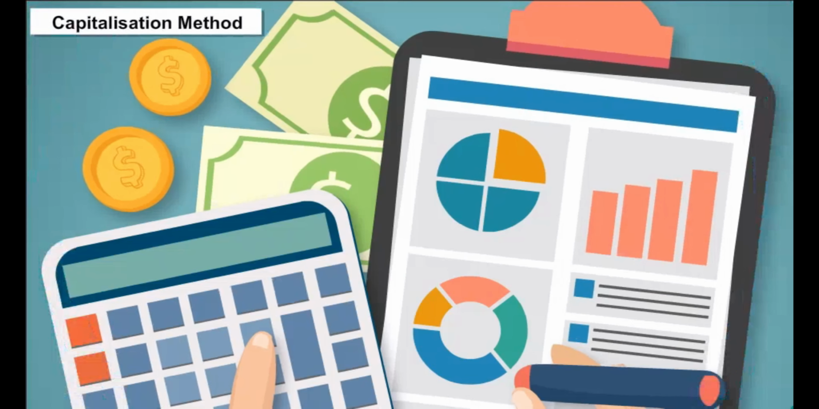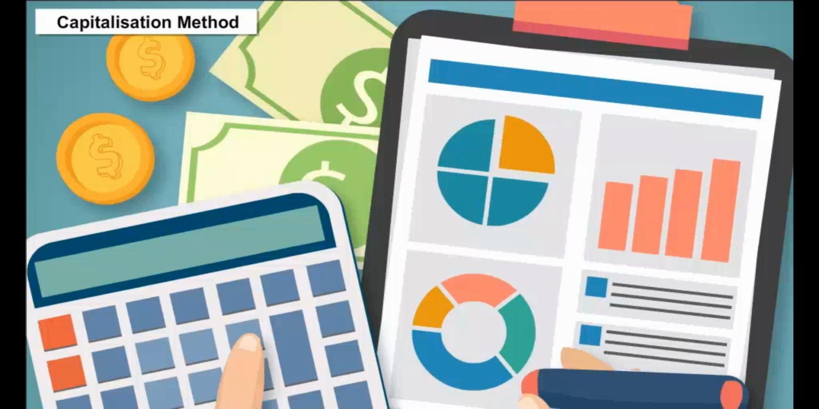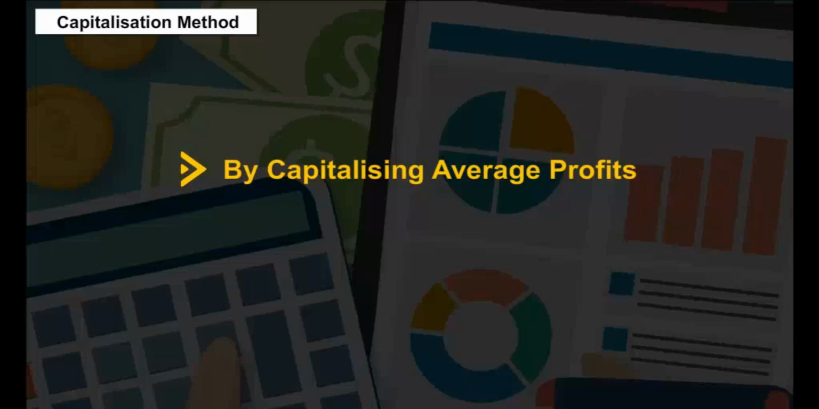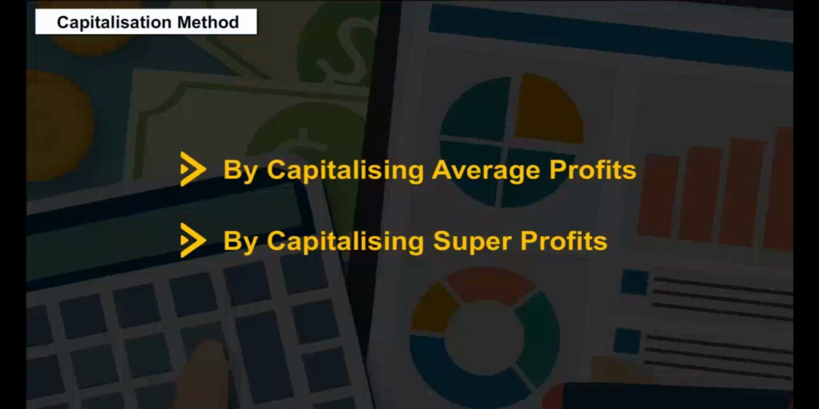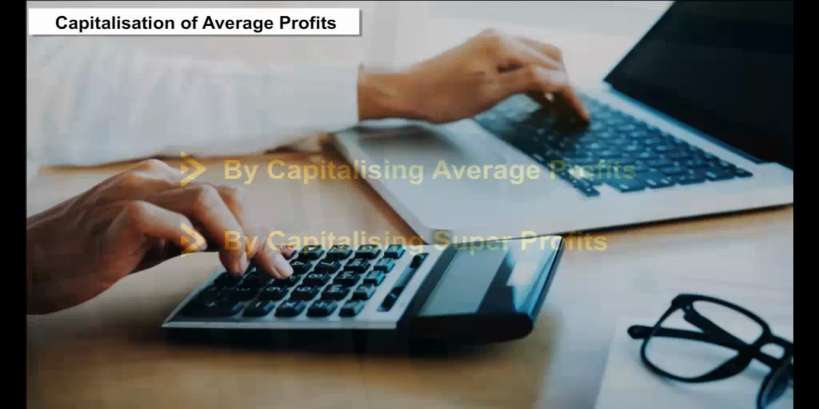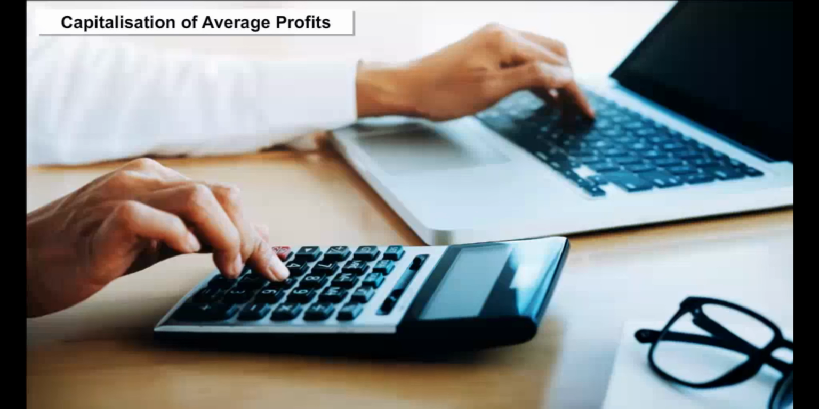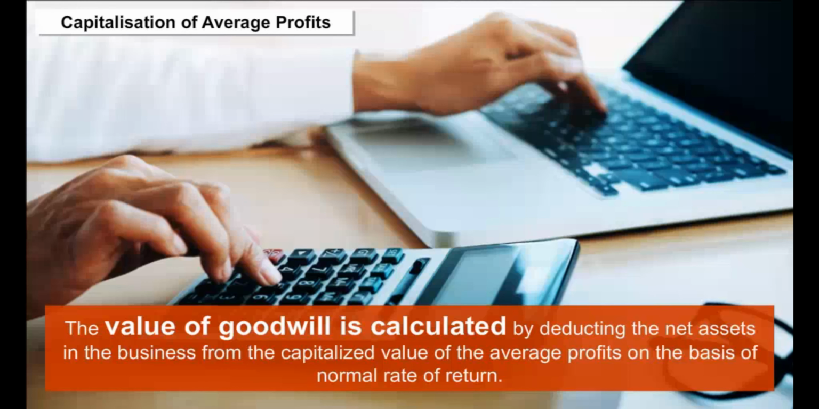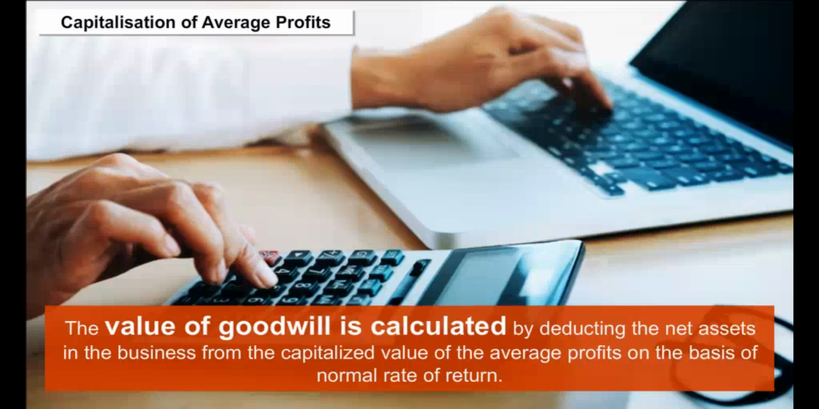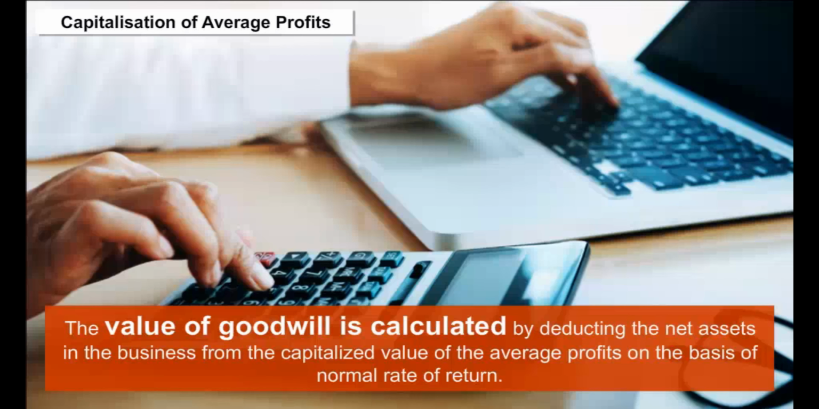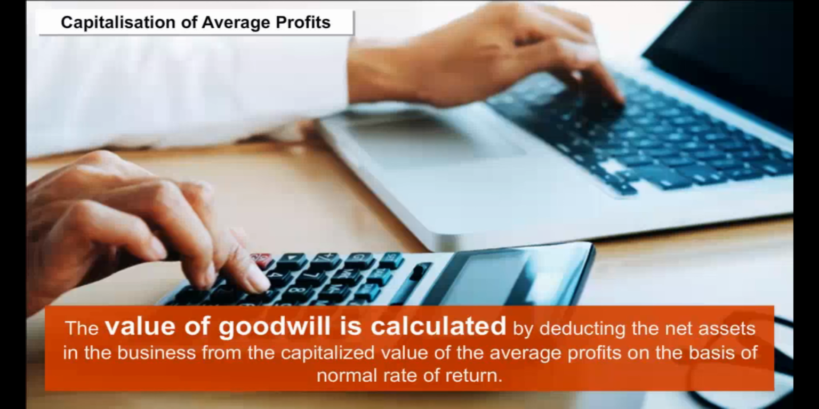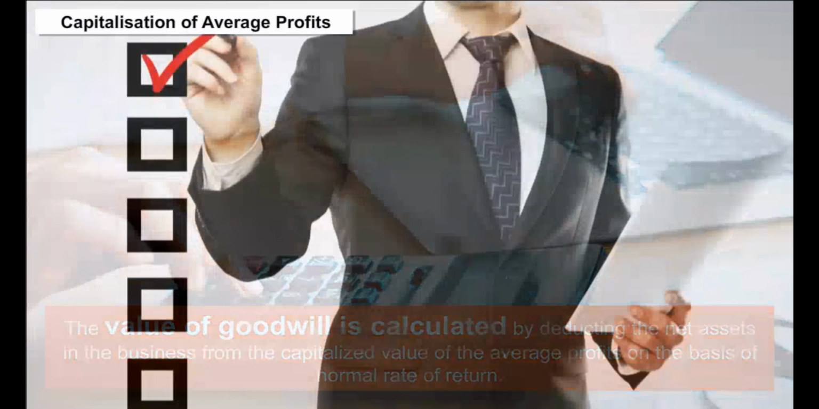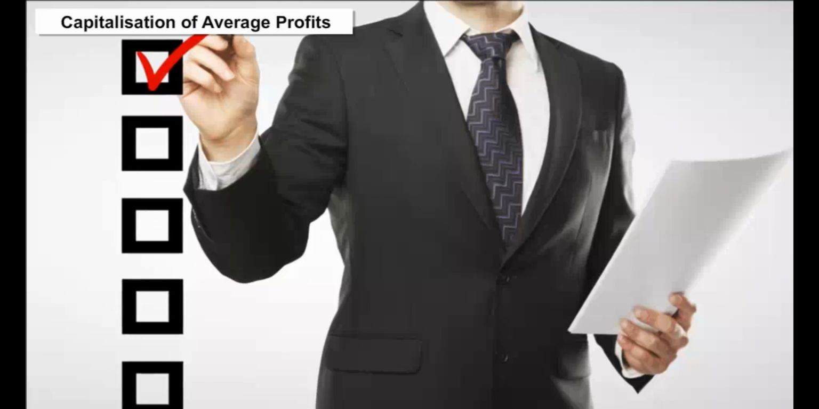Capitalization methods. Using this method, goodwill can be calculated in two ways: by capitalizing average profits, or by capitalizing super profits. Capitalization of average profits: using this method, the value of goodwill is calculated by deducting the net assets in the business from the capitalized value of the average profits on the basis of normal rate of return. This involves the following steps.